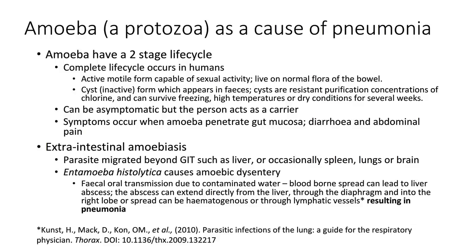and because it can migrate from the digestive tract into the liver, form a liver abscess, and that liver abscess can then start extending up through the diaphragm and into the lungs. And so we then see, or it can be transported through the blood flow or through the lymphatic systems into the lungs, causing pneumonia. So amoebic dysentery can actually lead to pneumonia.